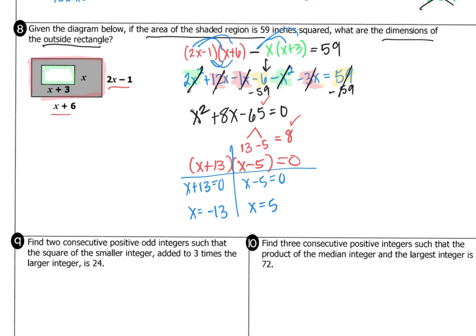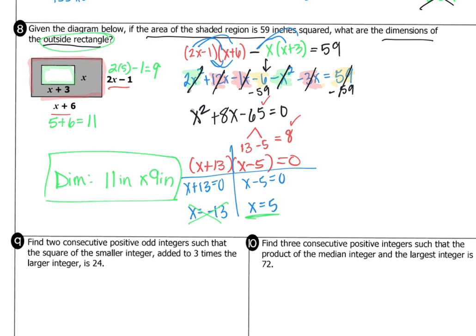All right, remember here, we do not want to keep the negative. Okay, we're going to cross off negative 13. X is 5, but it didn't ask us to solve for x. It asked us to find the dimensions of the outside rectangle. So we're going to plug in 5 and do plus 6 to get 11 for the length. And then we're going to do 2 times 5, minus 1. So 10 minus 1 equals 9. So what are the dimensions? The dimensions are 11 inches by 9 inches.